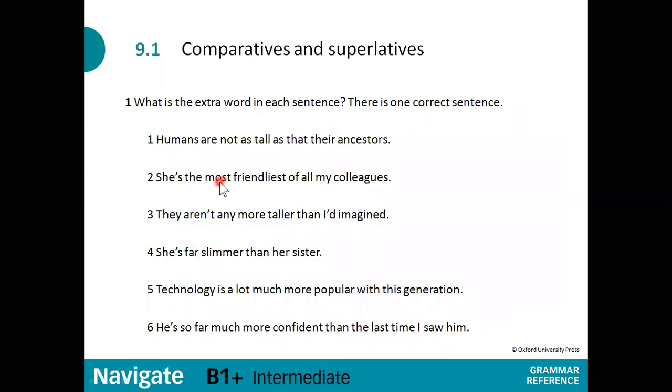And finally, exercises. What is the extra word in each sentence? So there are 6 sentences, and there is one extra word in each sentence, but there is one correct sentence. You shouldn't correct it, or there is no mistake. You should find it. And you can pause the video and do this exercise. After that, I will show you the answers. You can check your answers.